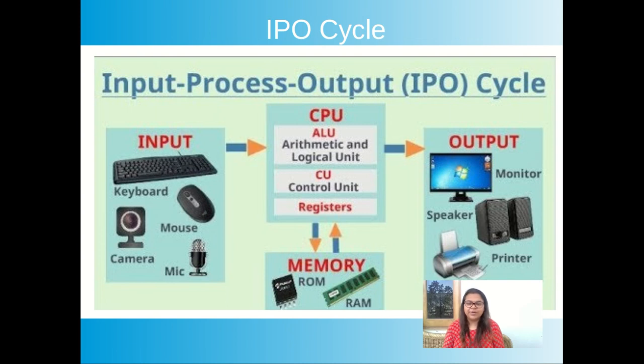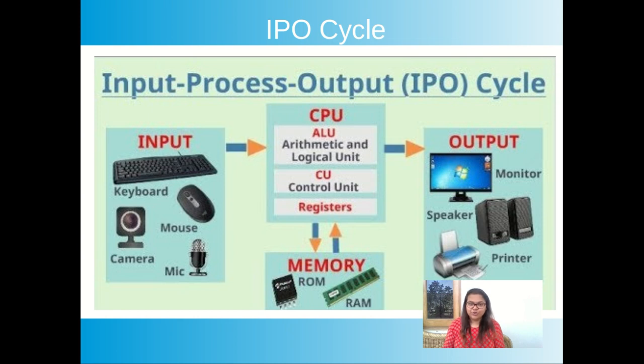So children, coming to the IPO cycle. As you can see in the above diagram, in the IPO cycle we have three major units. First is the input. Input will be given by using different input devices. Once the input is given, it is passed on to the central unit, which is called the processing unit. In a computer, your CPU or the microprocessor is the processing unit. In this processing unit, there are three subunits.